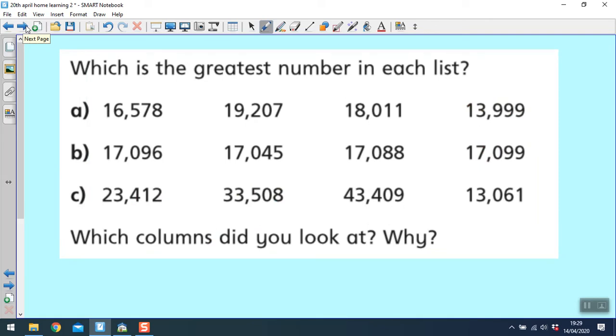Okay, which is the greatest number in each list? And which column did we look at and why? Let's do the first one together. Well, they've all got 5 digits in the number. And they've all got a 1 at the beginning. So I'm going to look at this column. This is the thousands column. This has got 6,000, 9,000, 8,000, 3,000. So 9,000 is bigger. I'm going to circle this one. This is the greatest number. Pause the video and have a go at the next two.